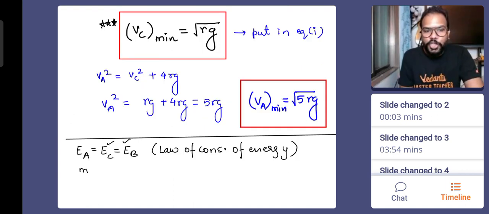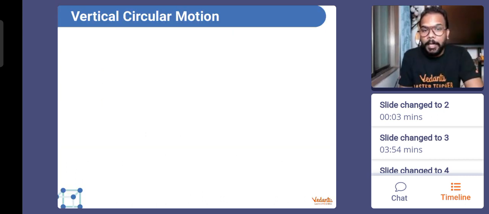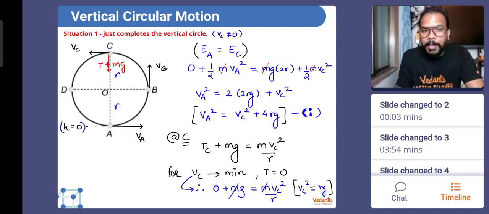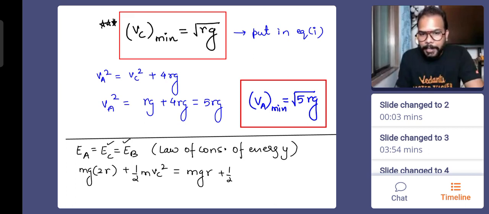Energy at C. The potential energy at C is m into g into 2r. Kinetic energy is half m vc square. Energy at B, potential energy will be equal to mgr. There is not zero potential energy. This height is equal to r, and this height was equal to 2r. Getting it, everyone? So that is why potential energy mgr, kinetic energy half m vb square. What will you do? You'll put the minimum value of Vc here.